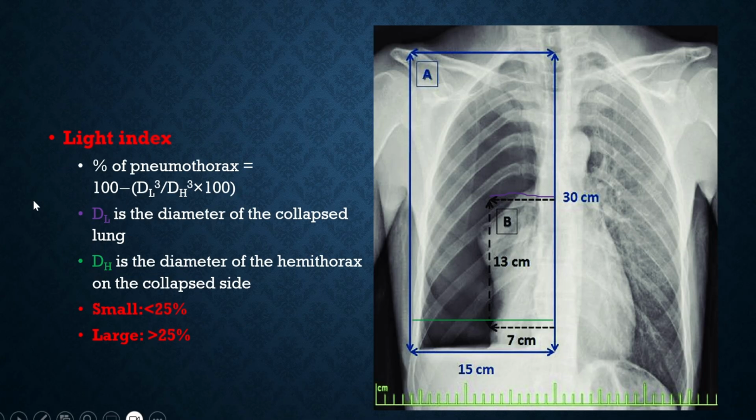And Light index is used to calculate the percentage of pneumothorax, given by the formula shown here. DL is the diameter of the collapsed lung, given by this purple line, and DH is the diameter of the hemithorax. These two values are taken and incorporated in this equation, and the percentage is calculated. If it is less than 25%, it is small, and if it is more than 25%, then large.